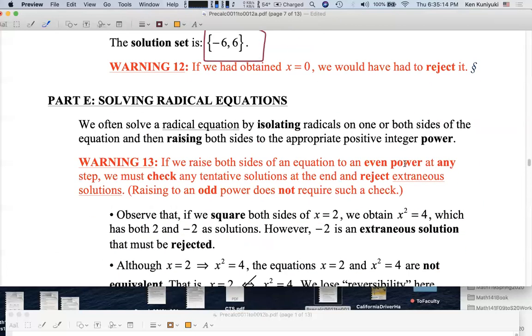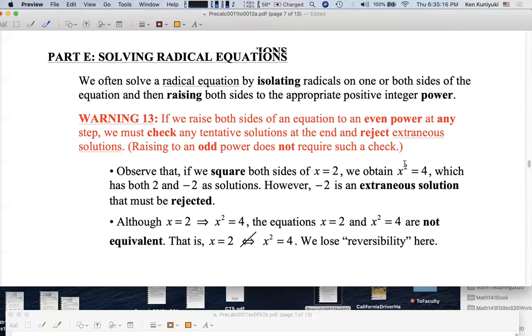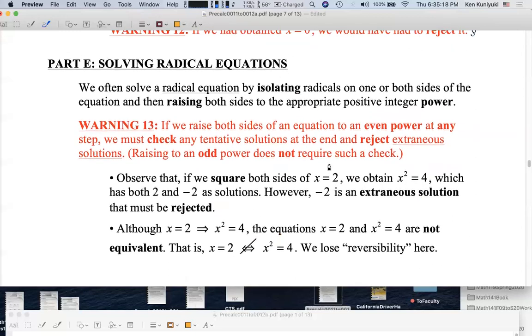When you're solving radical equations, remember that if you start with x equals 2 and you square both sides and get x squared equals 4, remember that that equation actually had two solutions, 2 and negative 2, that worked for x. So these were not equivalent equations. Equivalent equations have the same solution set. These are not equivalent. This is why when you do things like square both sides of an equation, you have to check at the end.